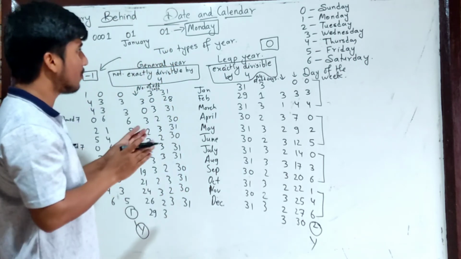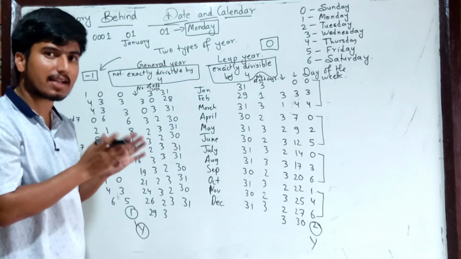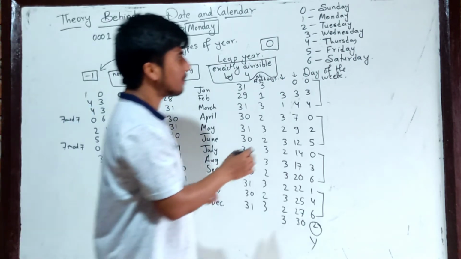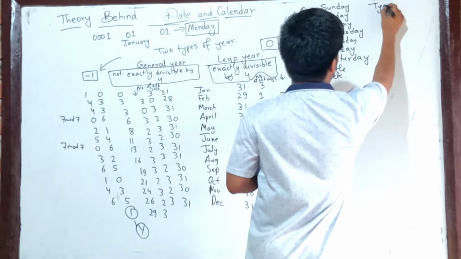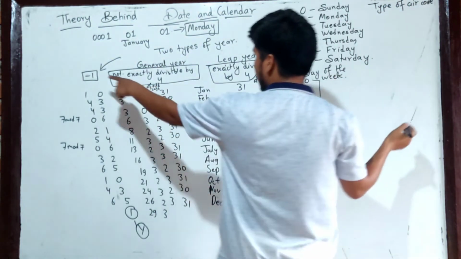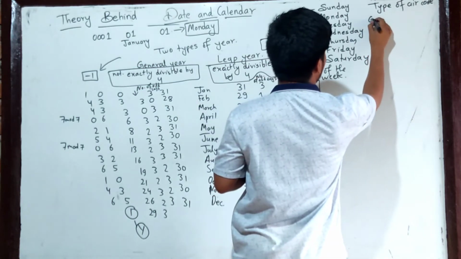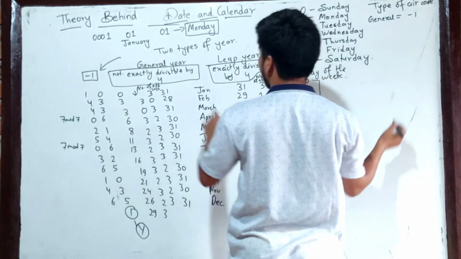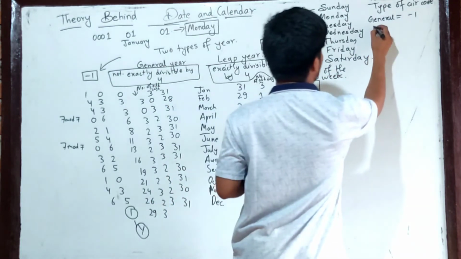So the correction factor that will be taken in our calculation is the type of year code, right? The type of year code is -1 for a general year. For a general year the code is -1, and for a leap year the code is 0.